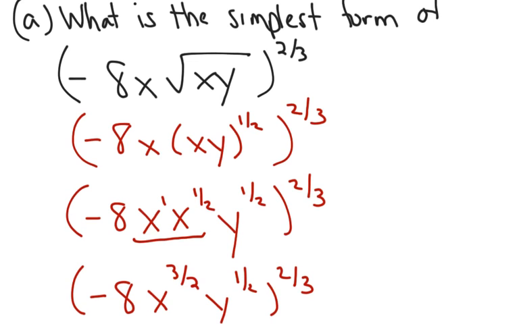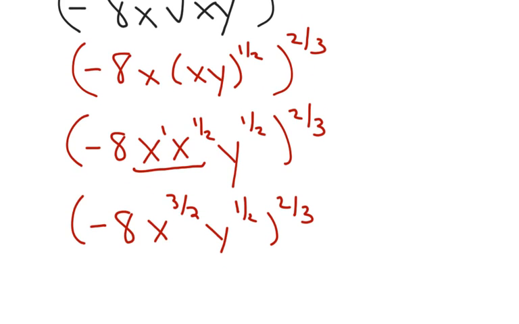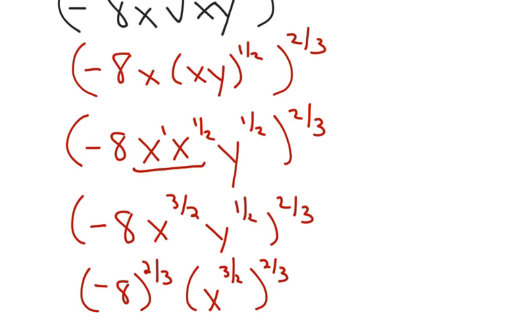Okay, now that we've simplified what's inside the original parentheses, now we're going to deal with the 2/3 that's on the outside of the parentheses. That 2/3 distributes to everything inside the parentheses. So the negative 8 gets raised to the 2/3. The x to the 3/2 gets raised to the 2/3. The y to the 1/2, it gets raised to the 2/3.